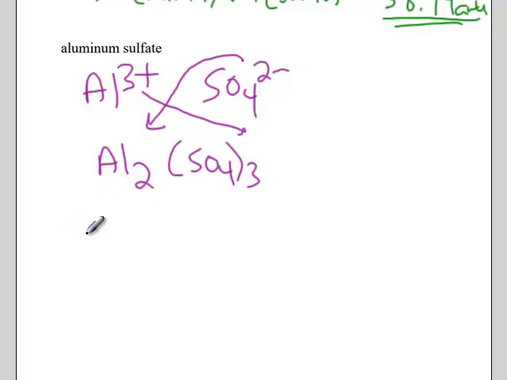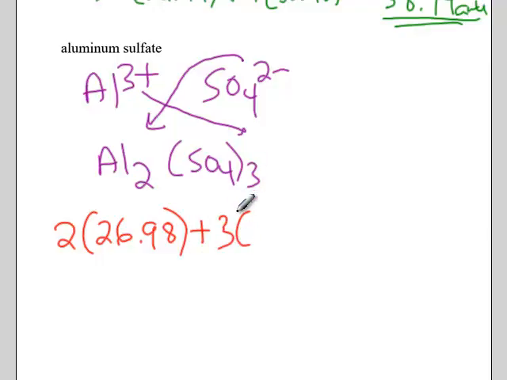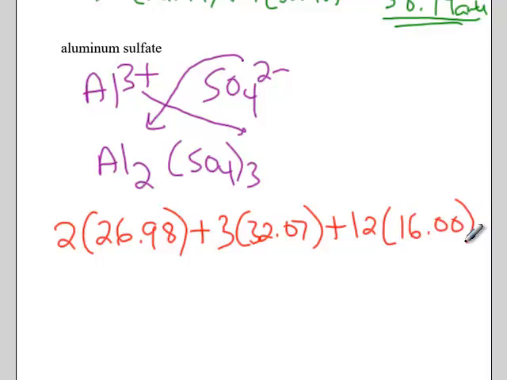So when we calculate the molecular mass, we're going to have 2 times the value for aluminum, which is 26.98 atomic mass units, 3 times the value for sulfur, 32.07, and remember, we have to multiply the 3 times the 4 to get 12 oxygens total, and oxygen's atomic mass is 16 atomic mass units. So this totals to just over 342 atomic mass units.